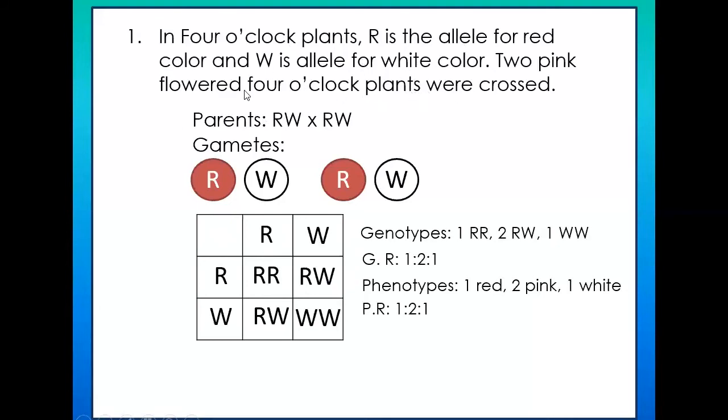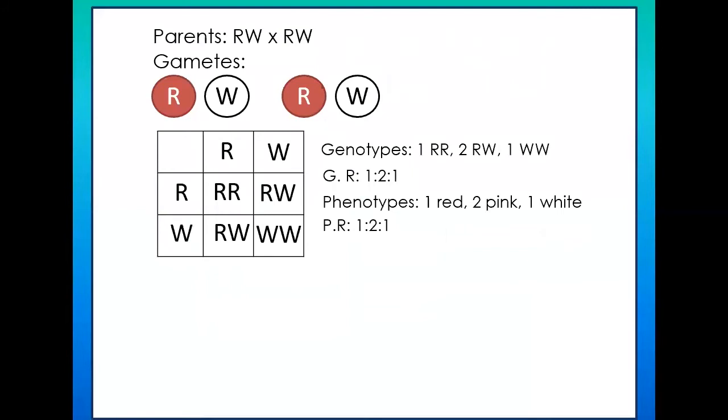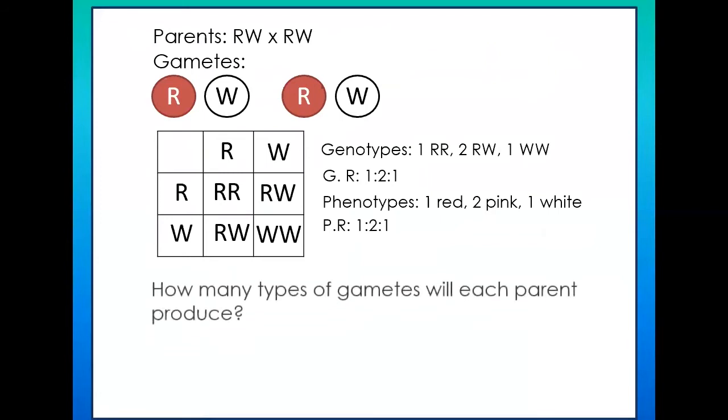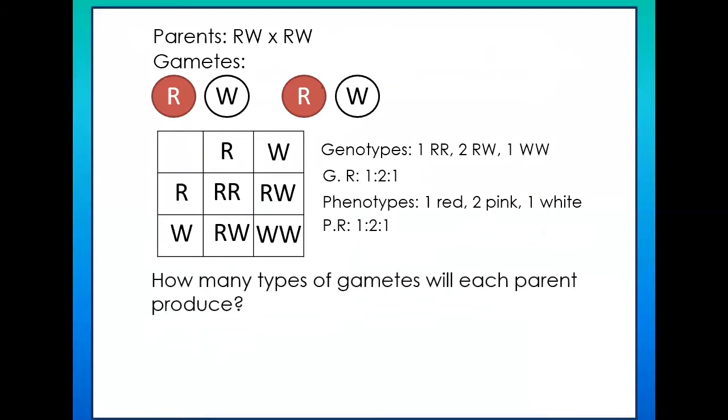Test cross between two pink flowered 4 o'clock plants. Now, using this same solution, let's try to answer the questions for this particular number. For the first question, how many types of gametes will each parent produce? As mentioned earlier, these are the gametes present for each parent. Now we can all agree that both of the parents produce 2 types of gametes.